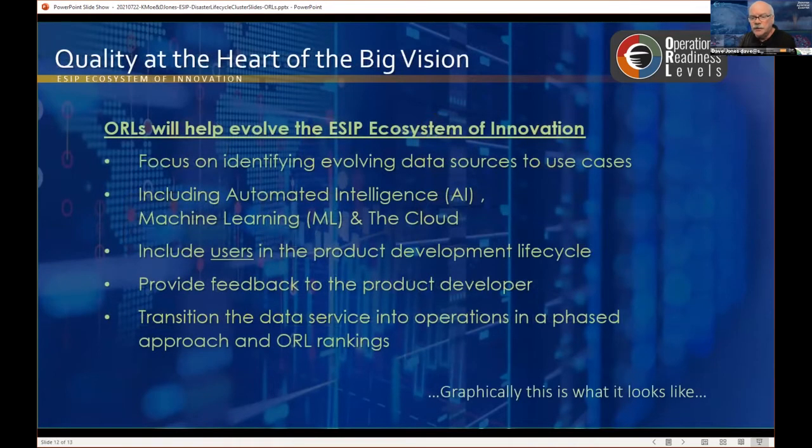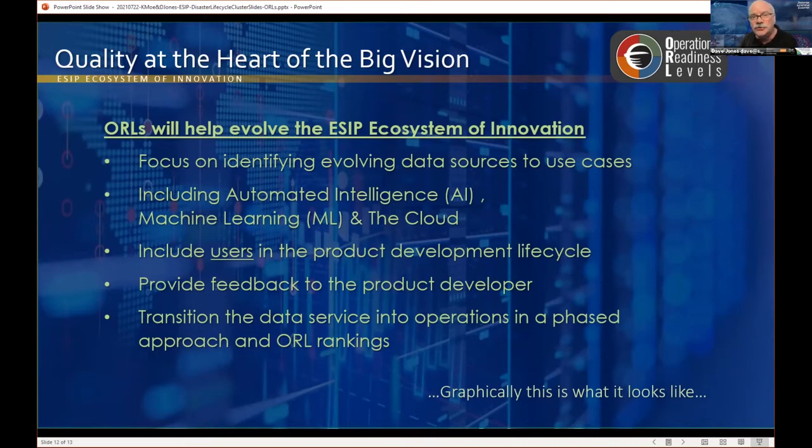And then ORLs will really help us evolve the ESIP ecosystem of innovation. We want to focus on identifying evolving data sources and use cases. This is what we had our session on Monday about, including automated intelligence and machine learning and the cloud, how they can work together to deliver really what David mentioned, decision-ready information. Decision-ready information in my book requires no further manipulation. It's going to be provided right in front of your face. You can manipulate it by zooming in and zooming out of the map and adding other data sets on top of it, like where your trucks are heading or what areas you need to evacuate.